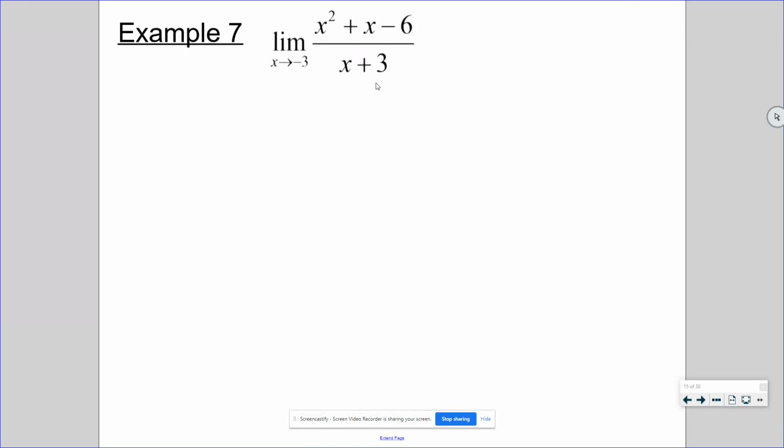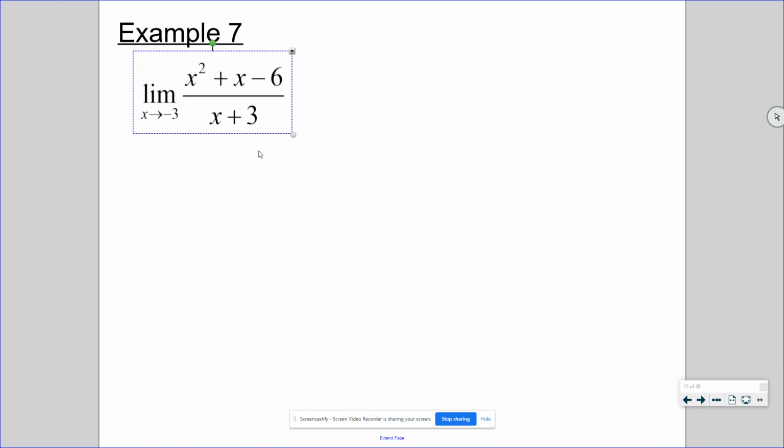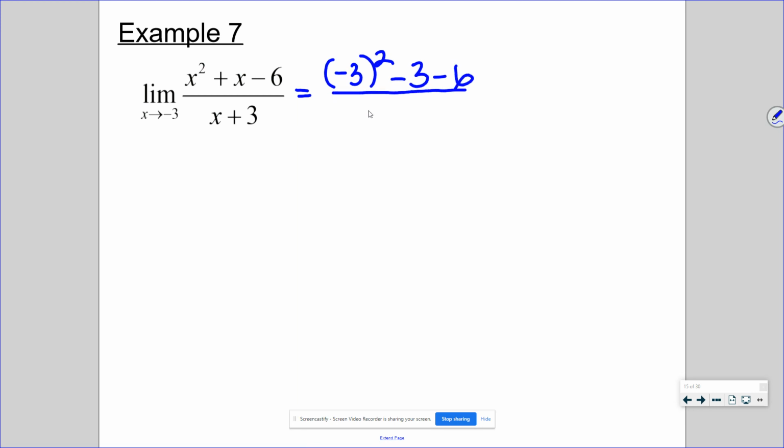So that's why this process works. So let's just keep going and using this process. Remember, you're going to try to do plug and chug first every time because it's way faster. This time it didn't work. This doesn't make any sense. So we then have to go to limit procedure 2, which is try to factor and cancel.